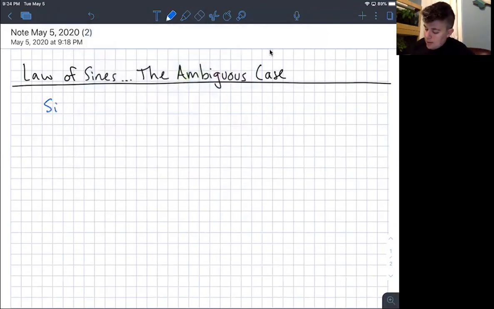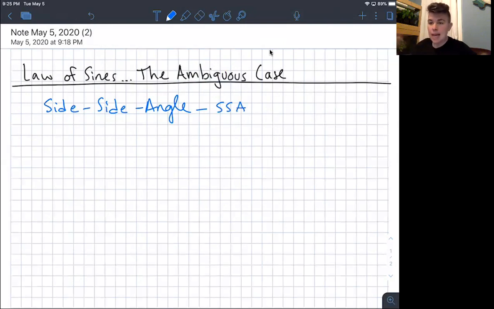So I'm gonna write this down. This is side, side, angle. Like I said last time, you could call this angle, side, side, but I'm not gonna do that because we abbreviate this SSA. So if you have side, side, angle, two sides and then the next angle, you want to use the law of sines to find that, but it's an ambiguous case.